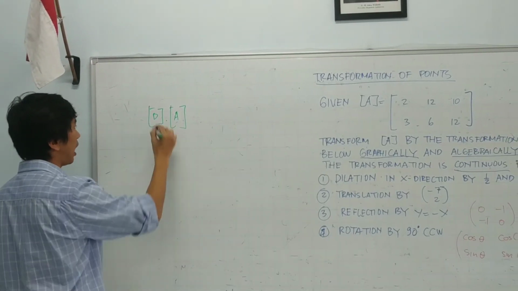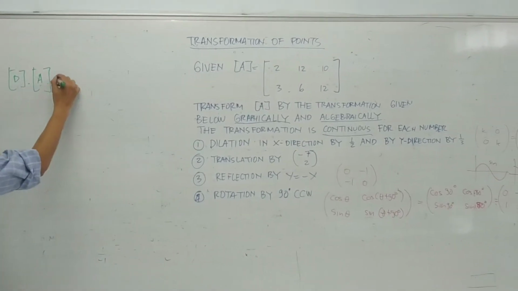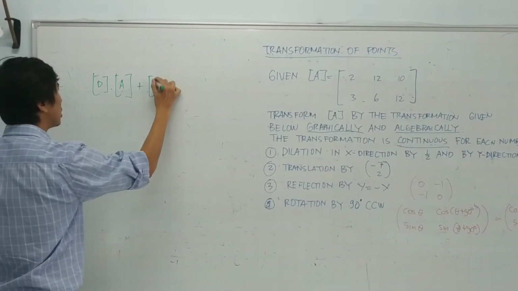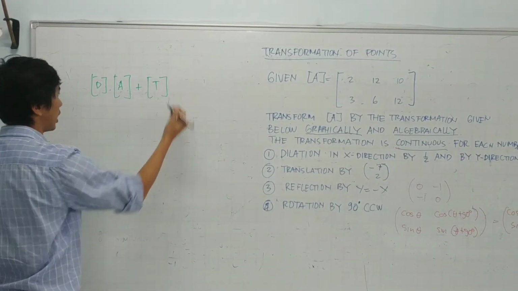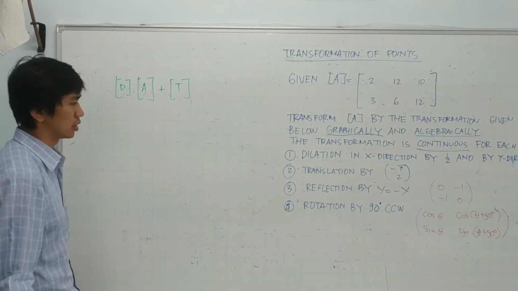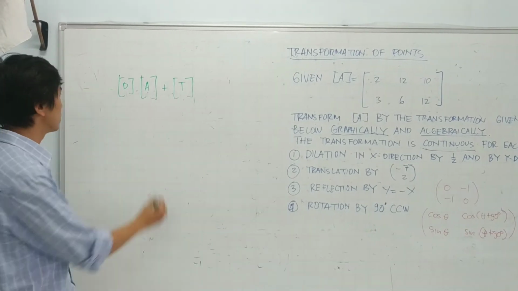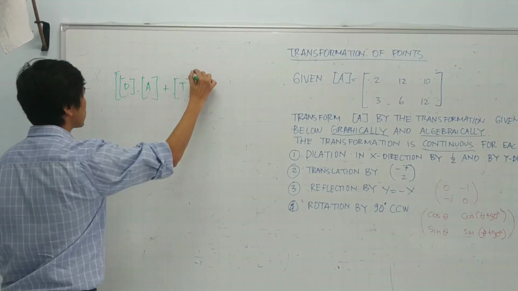Okay, and then after I have the dilations, it goes to the translation. So I add the translation to this result. Then I get the reflections. So to get the reflections, it is the third one.